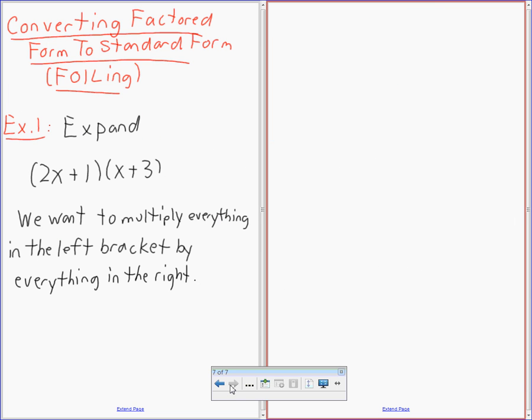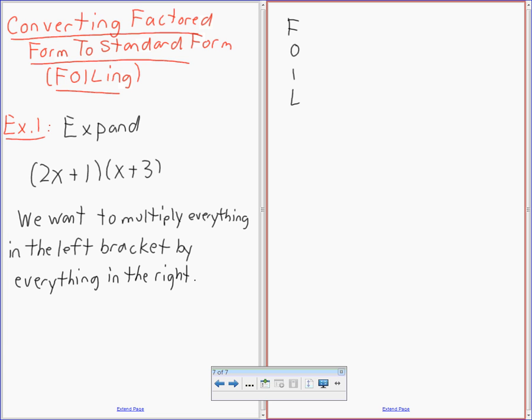And this is called foiling. Because the textbook tells me I should use foil, I'm going to call it foil. But really what you want to think is that 2x multiplies by x plus 3, and then that 1 multiplies by x plus 3. The foil is the official acronym for this.